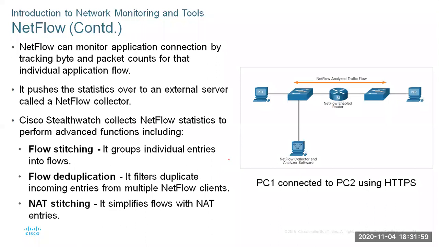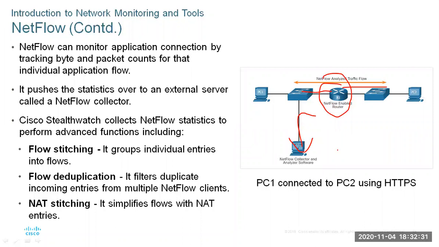NetFlow can monitor application connections by tracking bytes and packet counts for individual application flows. So you have your router here, you configure your NetFlow here, so all traffic going out or coming in, NetFlow will capture it and then send it to the collector, which is the device that does that.